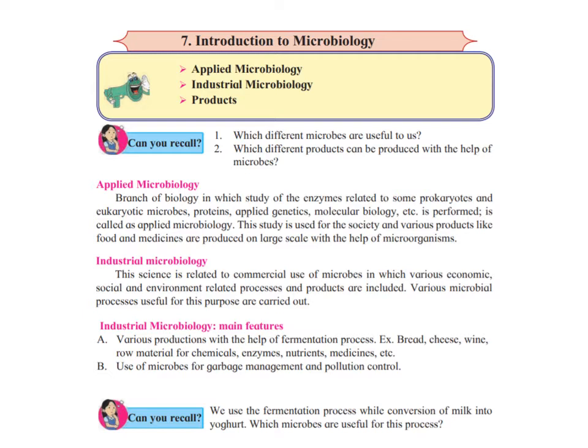Industrial microbiology has two main features. The first one is various production with the help of the fermentation process. That means we make bread, cheese, wine, etc. which are made by the process of fermentation using microorganisms. And the second main process is use of microbes for garbage management and pollution control. That means how garbage can be utilized to create manure, or how pollution can be reduced. We'll be seeing this in detail in this chapter.